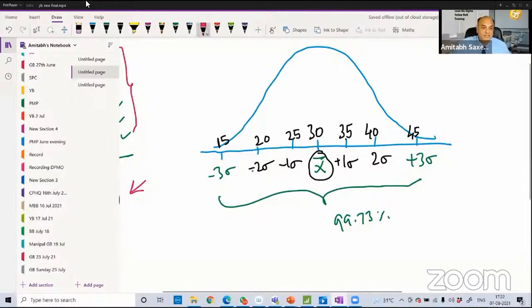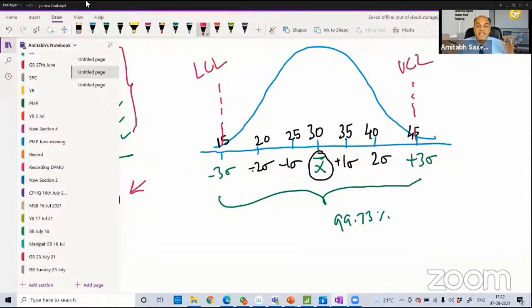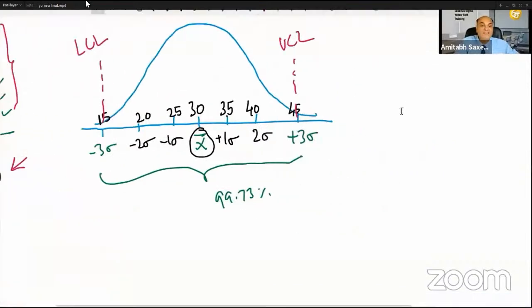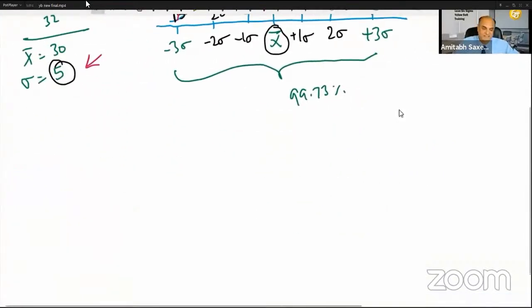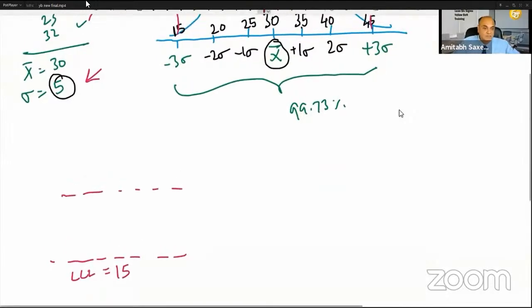This I call the lower control limit, and this I call the upper control limit. LCL and UCL, control limits. Remember those words, control limits. Every process has got a control limit. So what is the control limit of my traveling time to my office? It is how much? 15 minutes to 45 minutes.